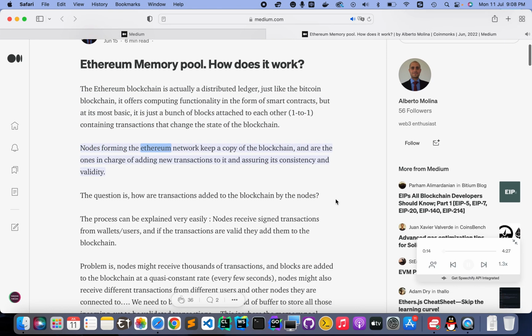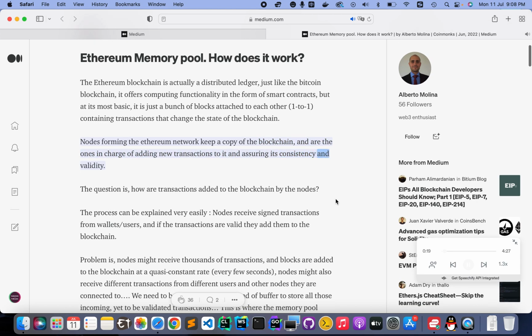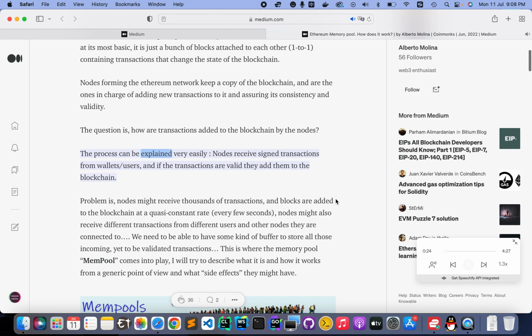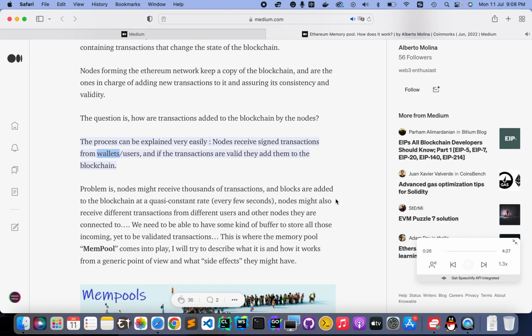Nodes forming the Ethereum network keep a copy of the blockchain, and are the ones in charge of adding new transactions to it and assuring its consistency and validity. The question is, how are transactions added to the blockchain by the nodes? The process can be explained very easily. Nodes receive signed transactions from wallets/users, and if the transactions are valid, they add them to the blockchain.